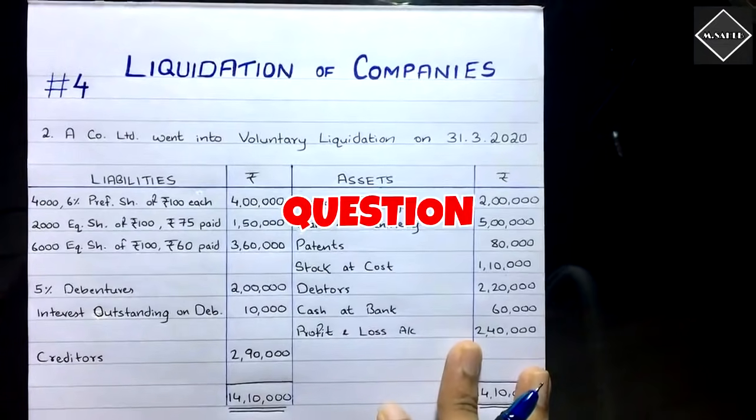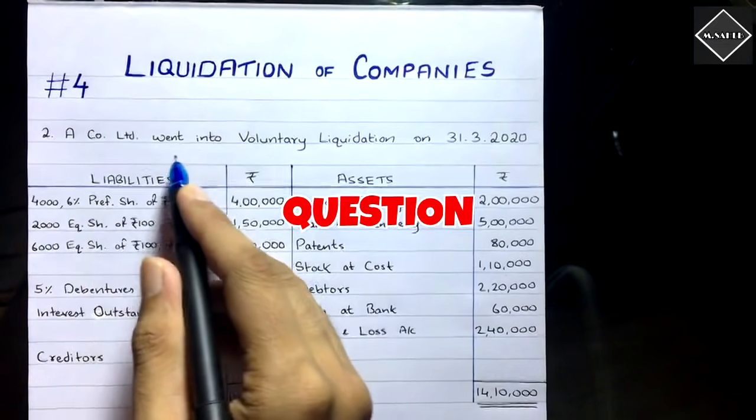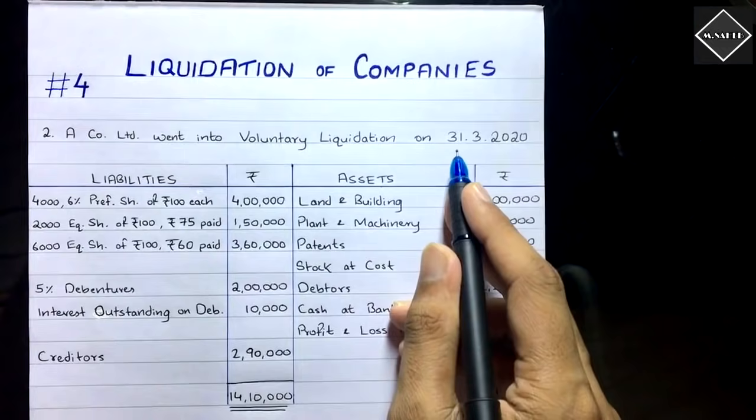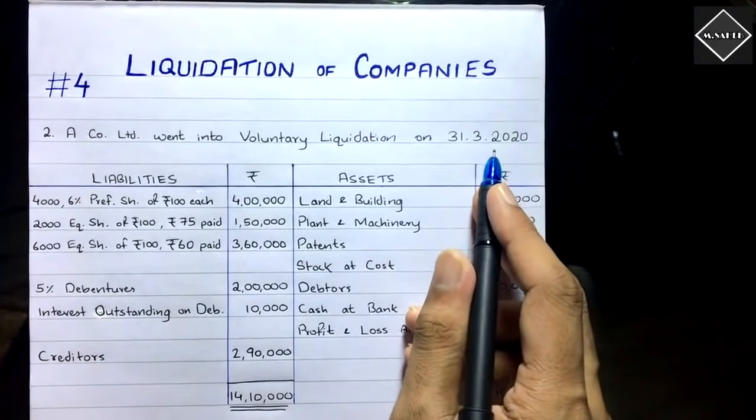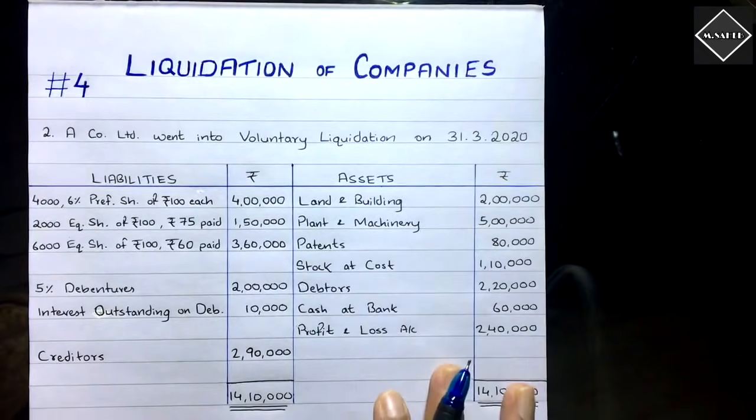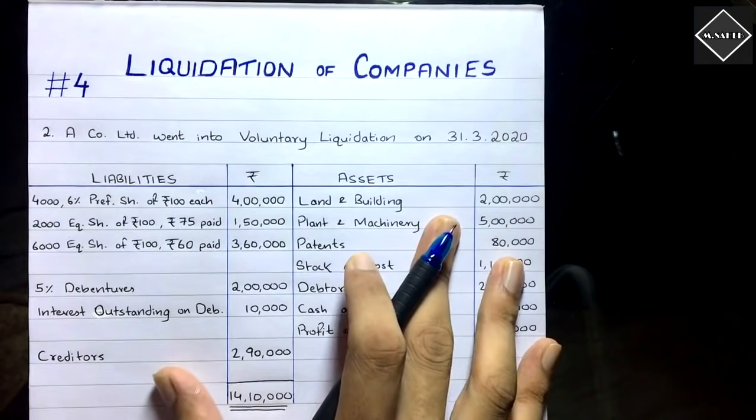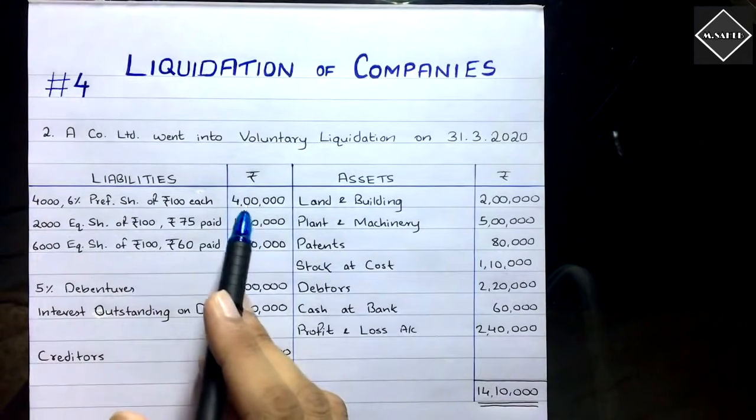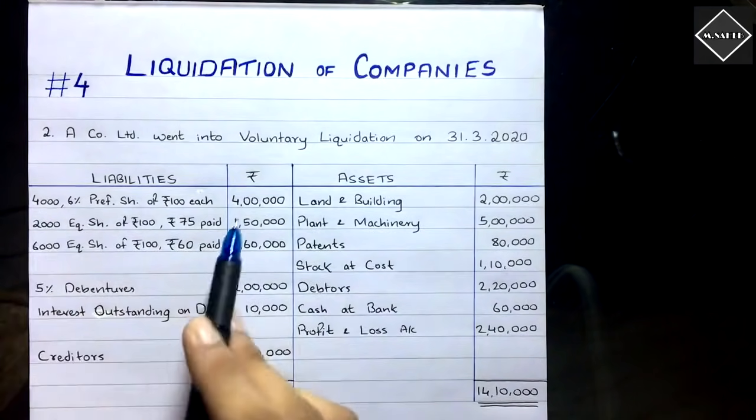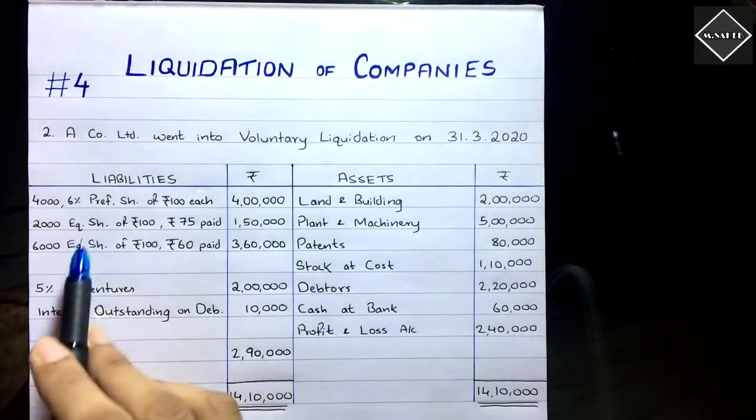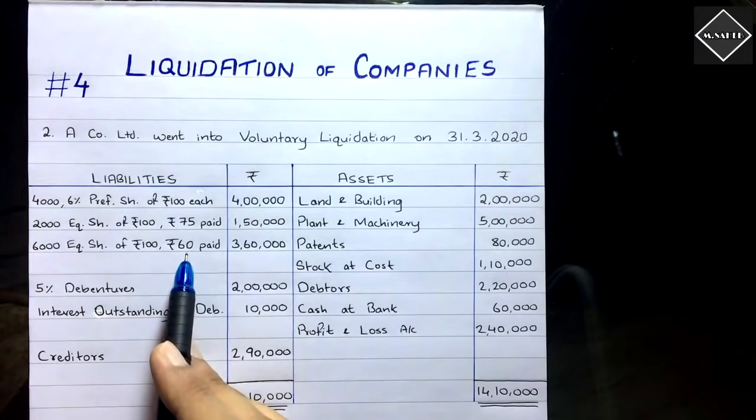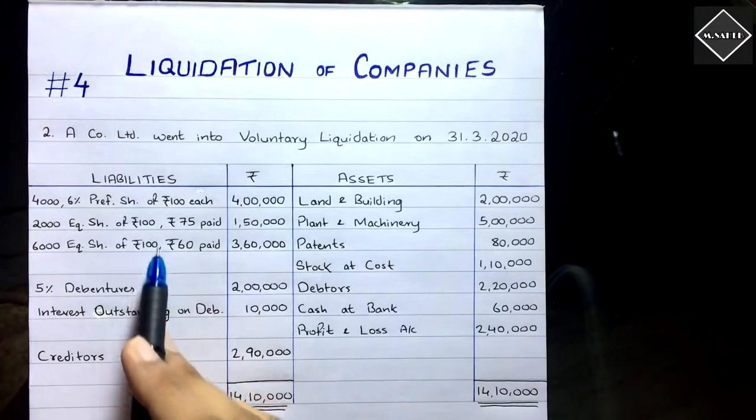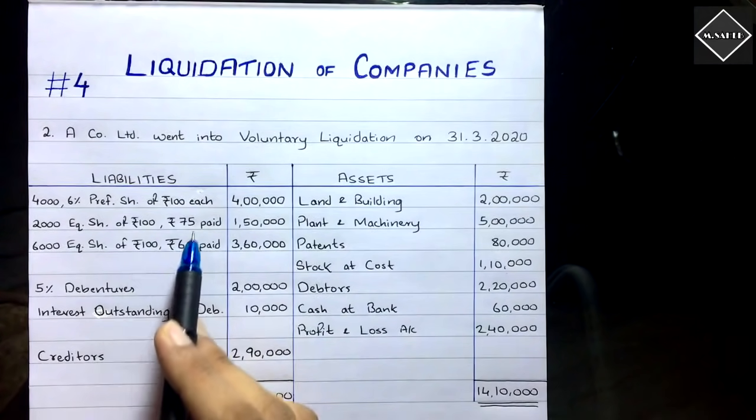Now here is the question. A company limited went into voluntary liquidation on 31st March 2020. That's the date of liquidation, the date of winding up, right? Then they have given us the horizontal balance sheet containing the information of the company. We have preference share capital of 4 lakh, 4,000 preference shares, and then two classes of equity shares. One is 75 paid up and the other is 60 paid up. Both face values are the same, 100 and 100, but the paid up value is different.